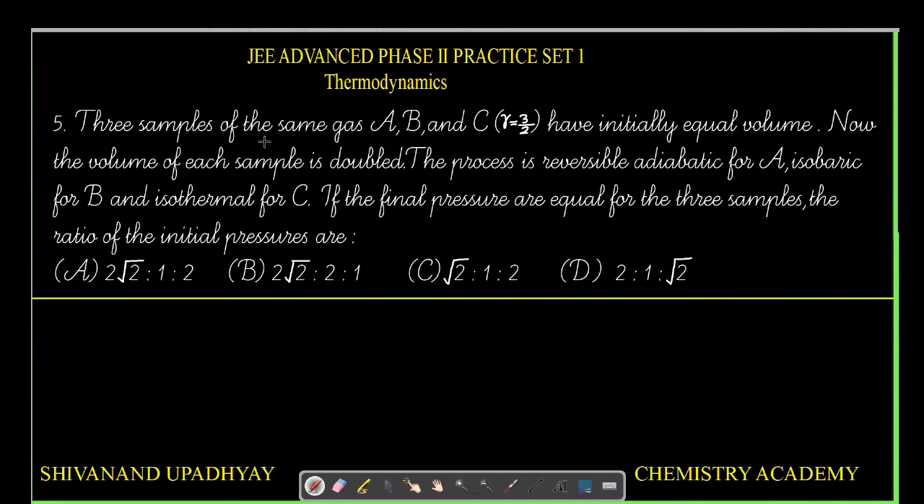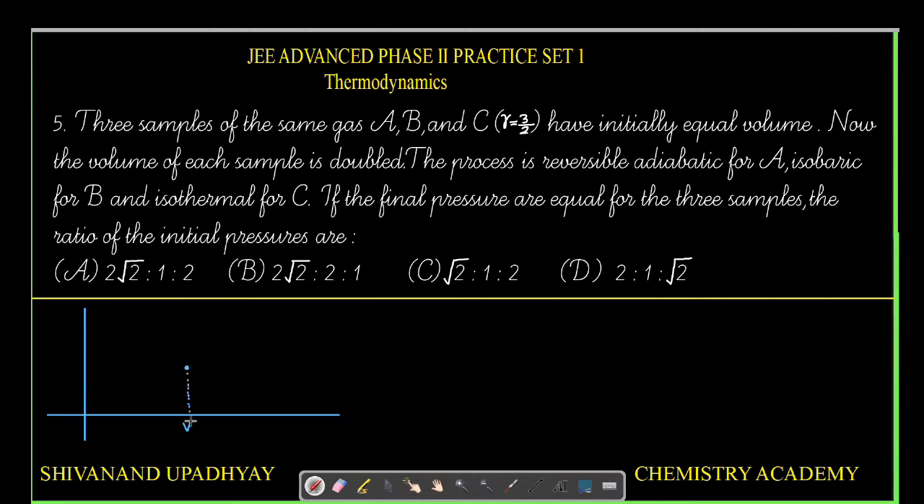Question number 5. Three samples of the same gas, A, B, and C. The gas is the same, but they are present in three different containers. The gamma value of the gas is given, and they initially have equal volume. Now the volume of each sample is doubled. The process is reversible adiabatic in A, isobaric for B, and isothermal for C. If the final pressures are equal for the three samples, find the ratio of initial pressures. First we'll try to draw the graph for this whole process. I can draw the pressure versus volume axes here. We can say that initially, for all the gases, the volume is the same.